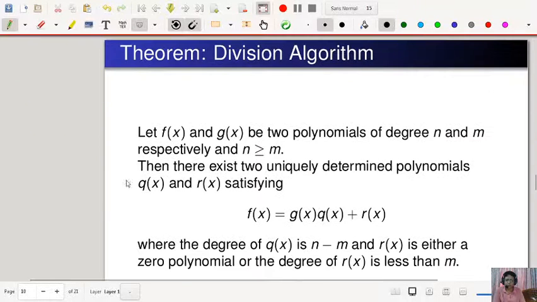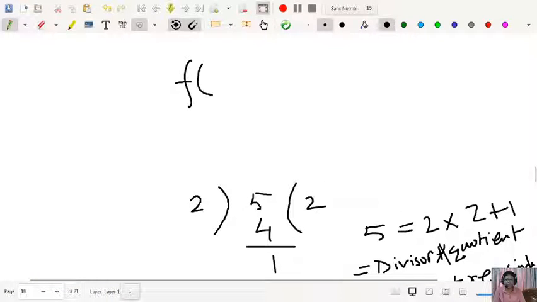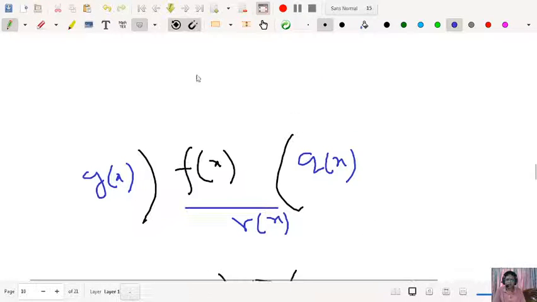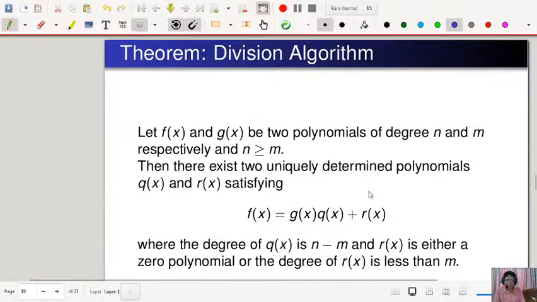For polynomials, suppose you are dividing f(x) by some polynomial g(x) and your quotient is q(x), and after that your remainder is r(x), then what is the relationship between these three? The relationship will be f(x) equal to g(x) times q(x) plus r(x). Am I clear? So that is the division algorithm.